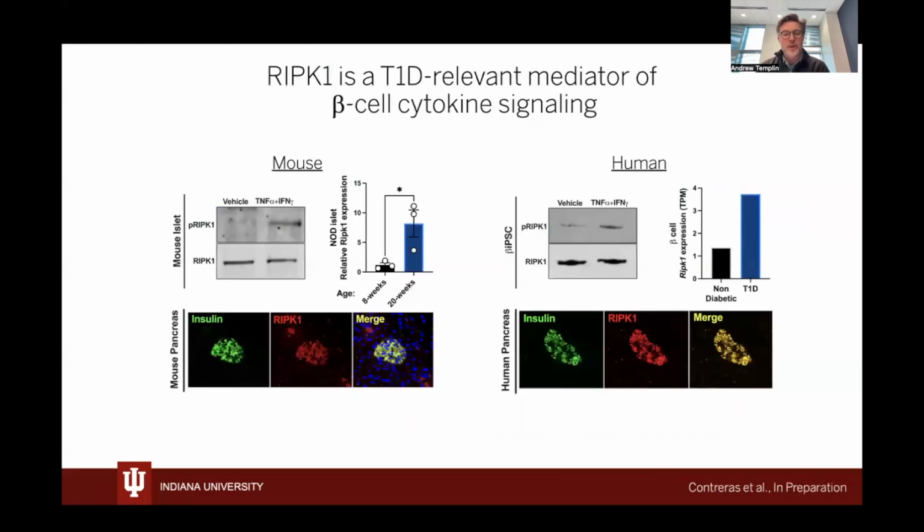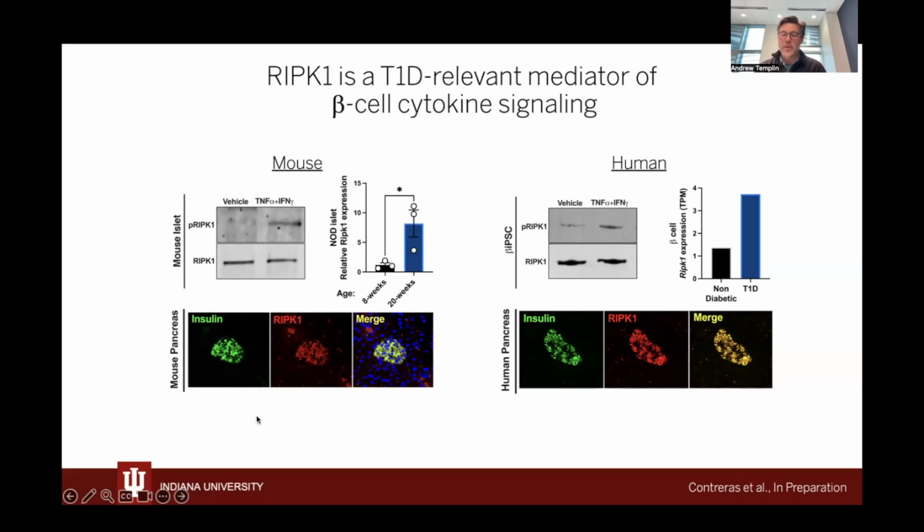And when we started poking around in islet beta cells, looking at these pathways, we observed that treatment of either mouse islets or human beta iPSCs with TNF-alpha and interferon gamma significantly increased phosphorylation of RIPK1. This is an activating phosphorylation at serine 166. We also found that in NOD mouse islets at 20 weeks of age, or in beta cells from type 1 diabetic organ donors, RIPK1 RNA expression is significantly upregulated.